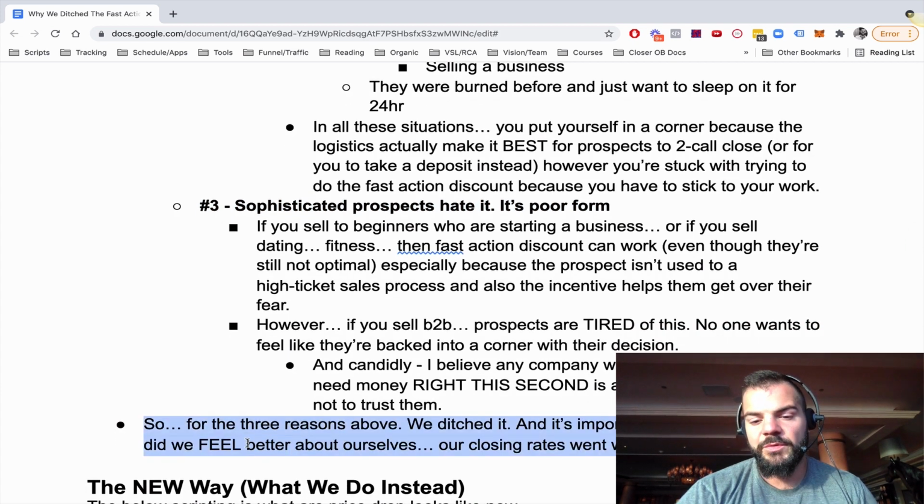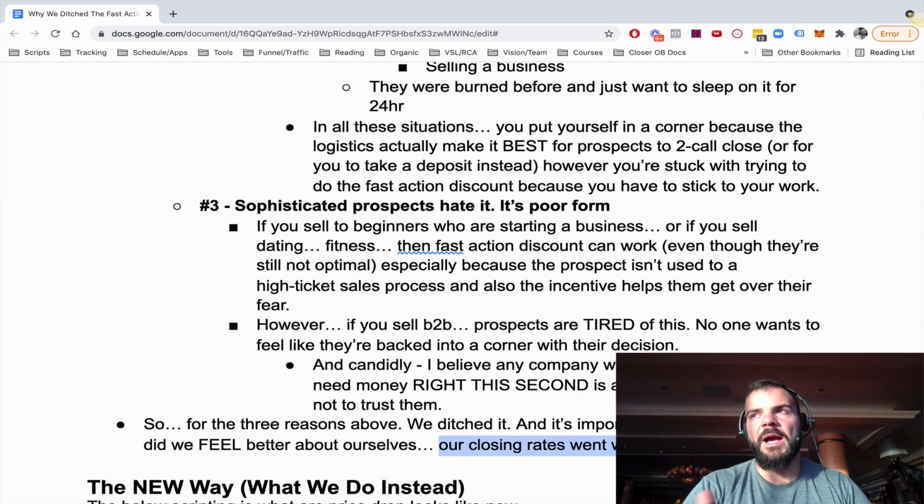And it's important to know that not only did I and my teams feel better about ourselves, but our closing rates went way up too. Like, I know back when I was a sales professional, still selling for different companies, I was probably closing like 25%, which was good for the offer I was on my first company.